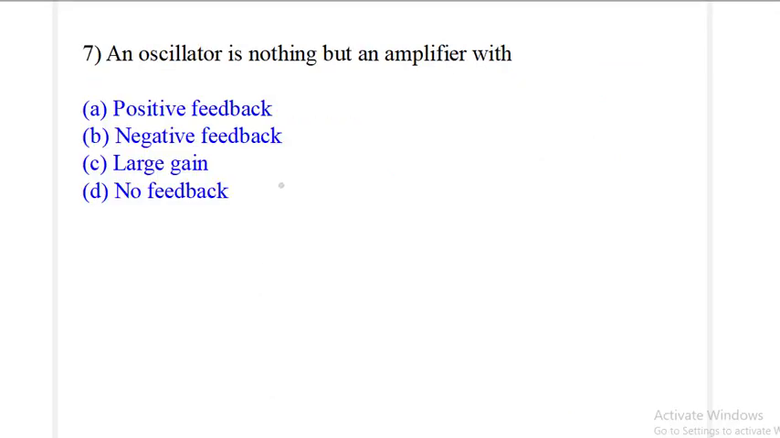Next we come to question number 7. An oscillator is nothing but an amplifier with... So first of all, what is the meaning of an oscillator? An oscillator is a circuit which converts DC to AC. A rectifier converts AC to DC, but an oscillator converts DC to AC. In an oscillator we have a feedback, and in this case the feedback is positive.